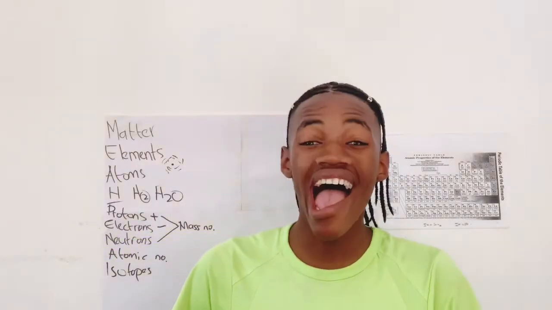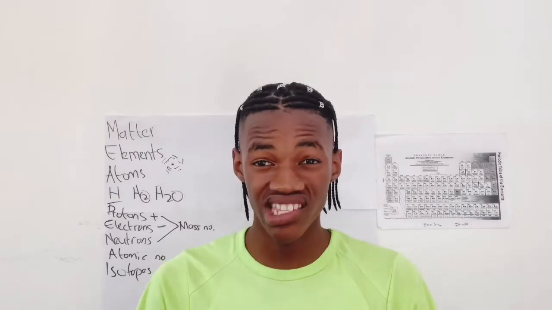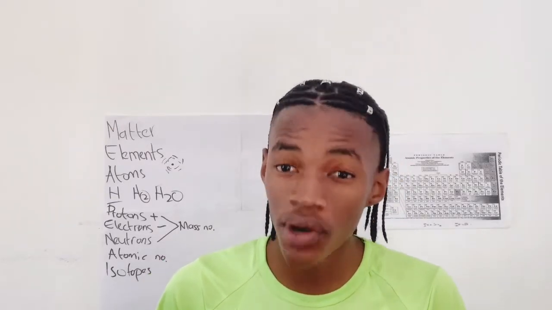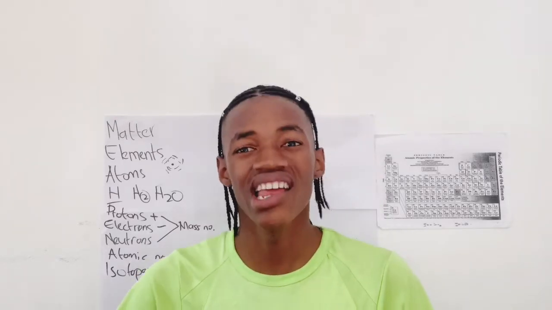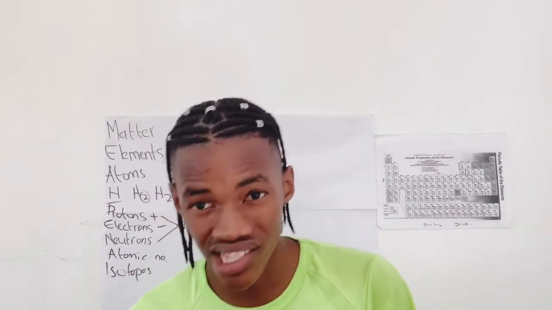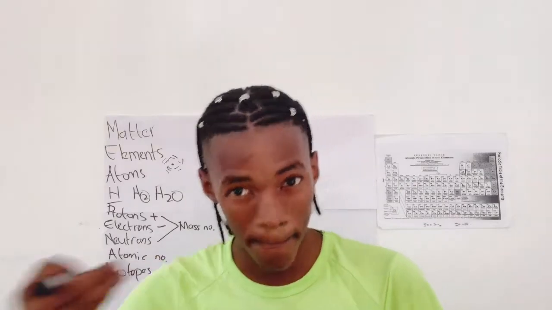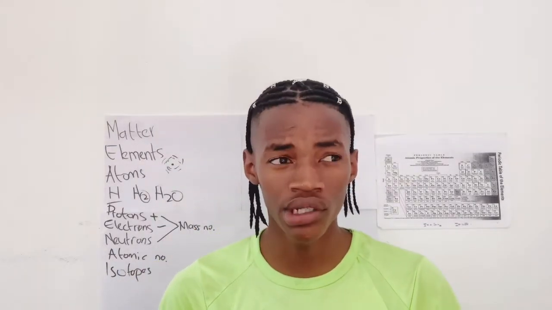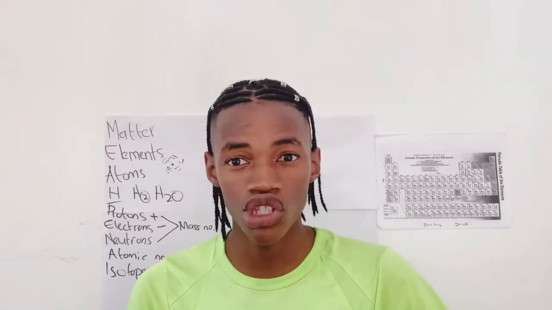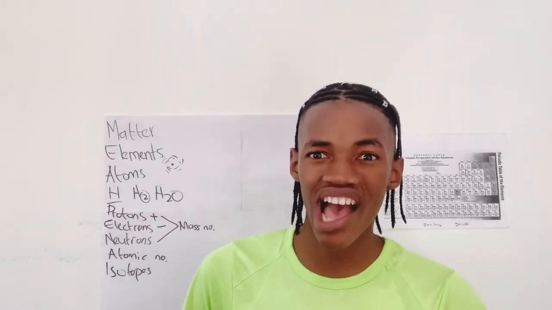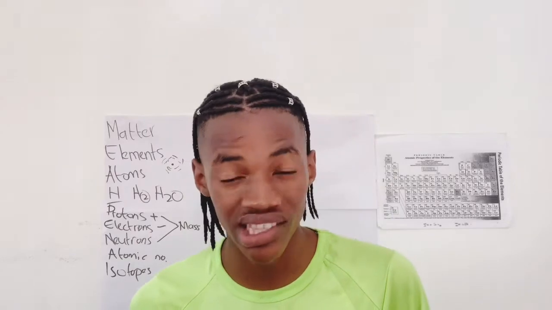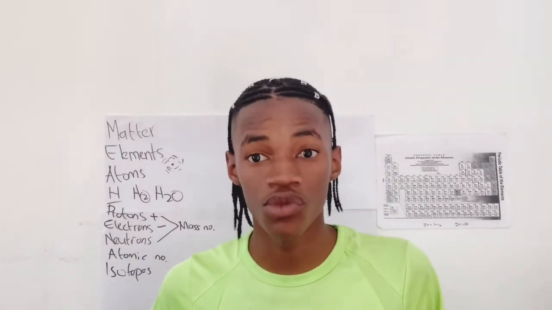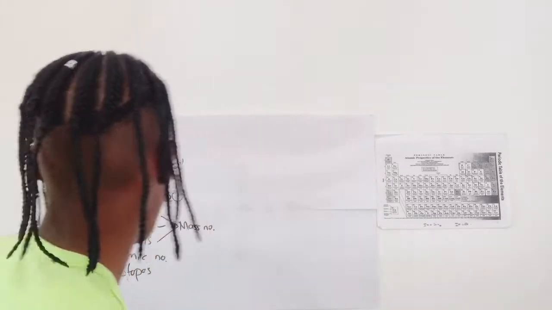Isotopes are atoms with the same number of protons but a different number of neutrons, meaning that they have different mass numbers. The most commonly used isotopes are the carbon isotopes, which are the isotopes that I will use for this demonstration in an example.